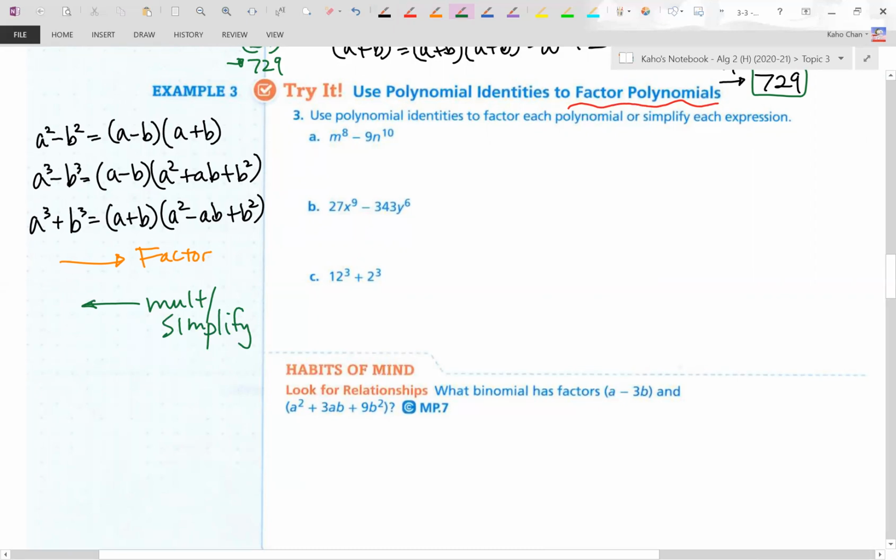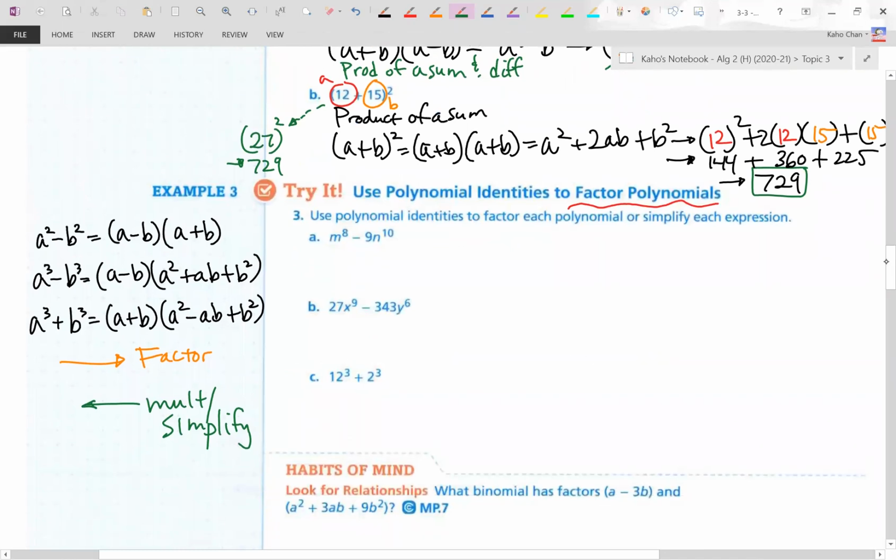All right, number 3A is a very challenging problem. Identifying these gives you an advantage because you know the formulas. m to the 8th minus 9n to the 10th we know as a binomial. Looking at my list here, on the left here, we have a squared minus b squared and a cubed minus b cubed. It's one of those 2 maybe. If we check to see if m to the 8th or 9n to the 10th are perfect squares or perfect cubes. Now, m to the 8th is hard to tell because the m to the 8th is bothering you, right?